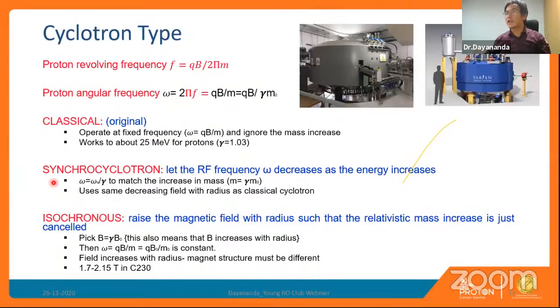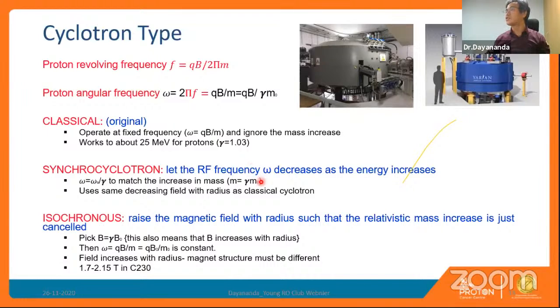Another type of cyclotron is called the synchrocyclotron. 25 MeV is not sufficient, or is nowhere closer to the requirement of radiation therapy, because we require protons ranging from around 70 MeV to 230 MeV. So you have to further increase the energy of the proton. And when you do, what we are increasing is the kinetic energy.